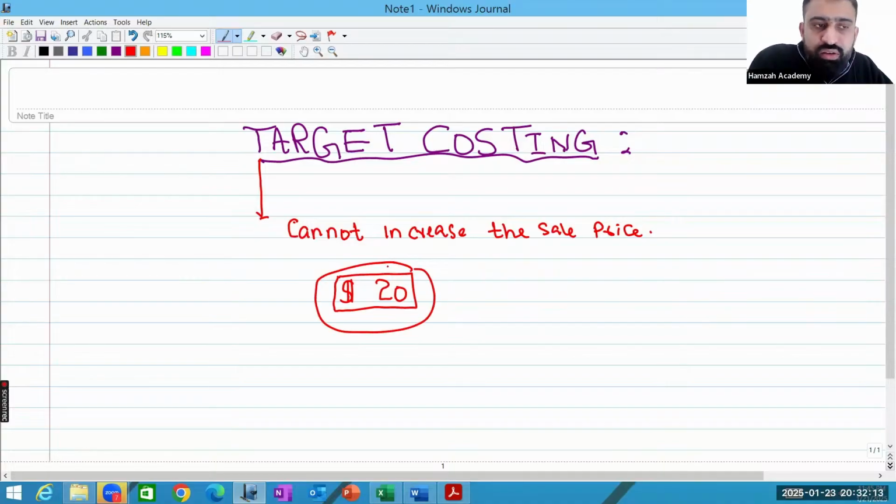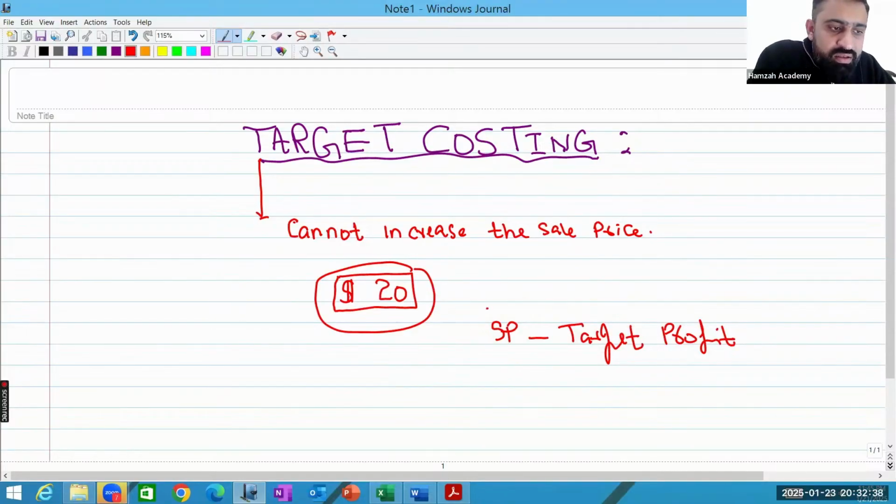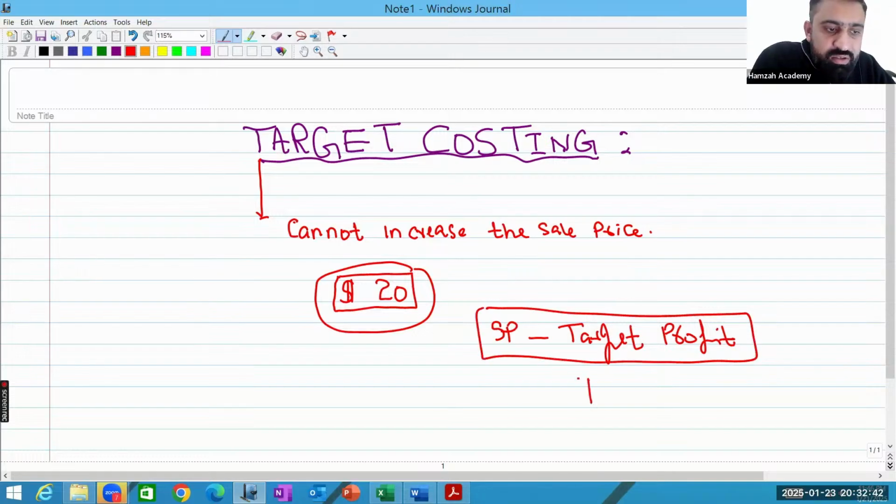So what do you have now in your hand? Now you know that your sale price is $20. Now you will deduct your target profit, which you want to earn, and the difference which you will get will be known as a target cost.